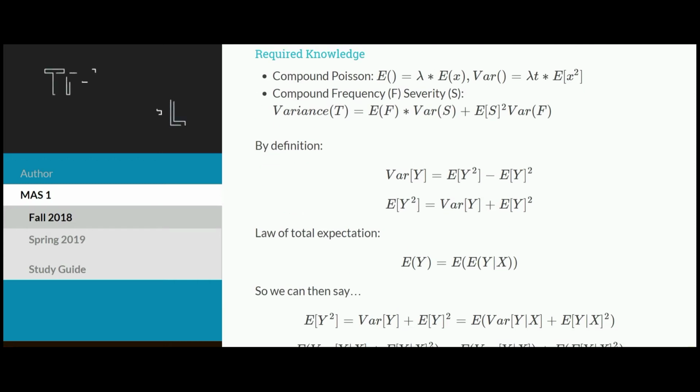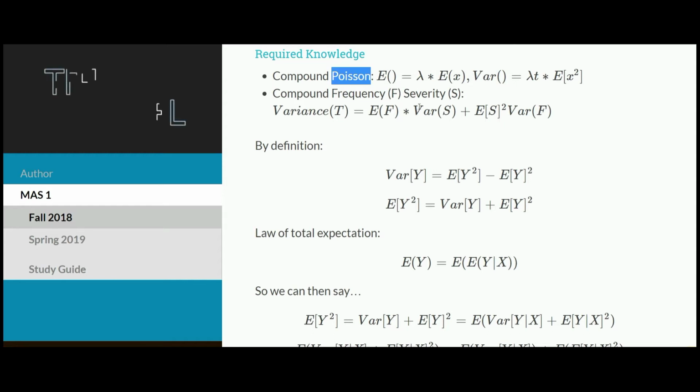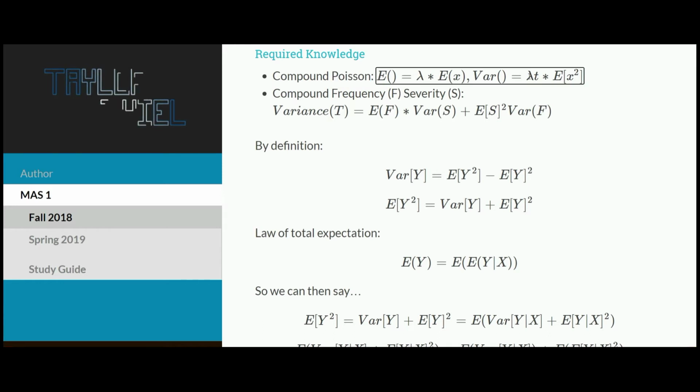For required knowledge, there's two separate formulas you can choose to memorize. If you prefer to have everything memorized that you could possibly need, then you want to know this first one. For the specific case of frequency following a Poisson distribution and then severity following something else, the variance of that compound distribution is going to be lambda t times the expected value of x squared.